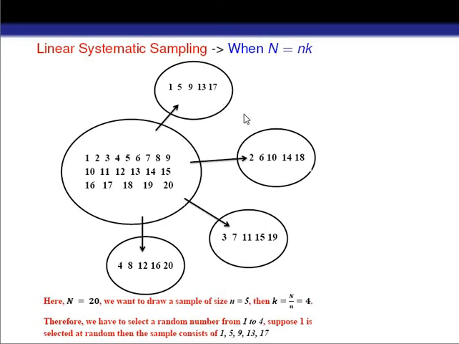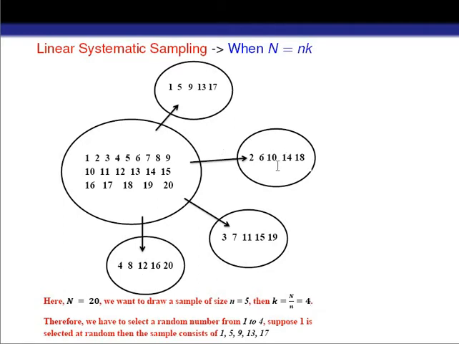So these are the possible sample combinations of size 5 if we use systematic sampling to draw a sample of size 5 from the population of size 20, where the observations are numbered from 1 to 20. So these are the possible sample combinations in systematic sampling. I hope this is now clear to you.